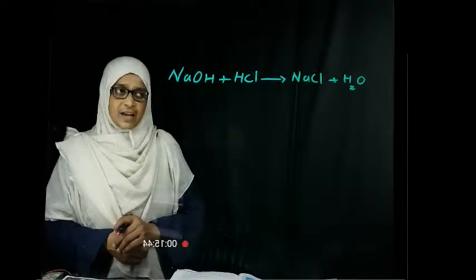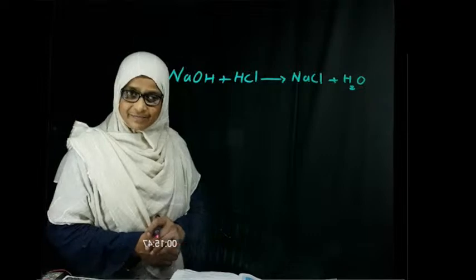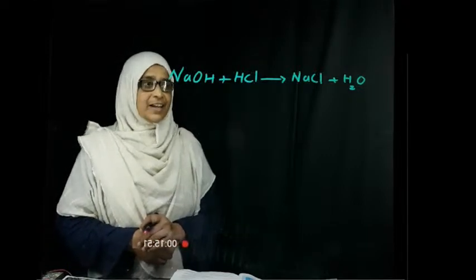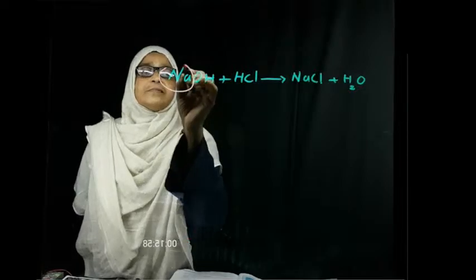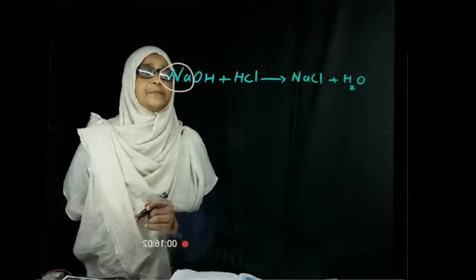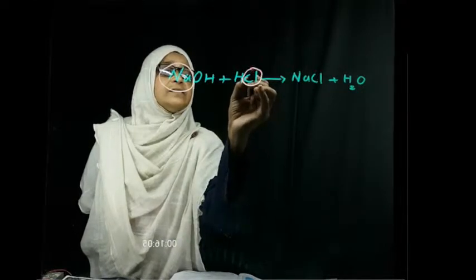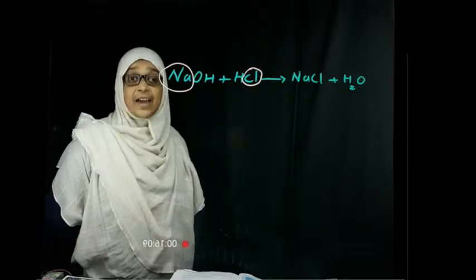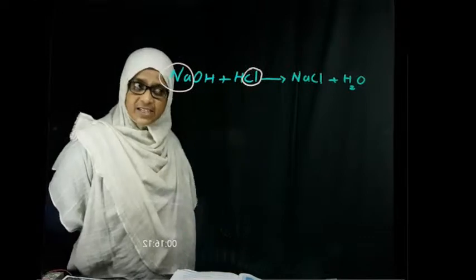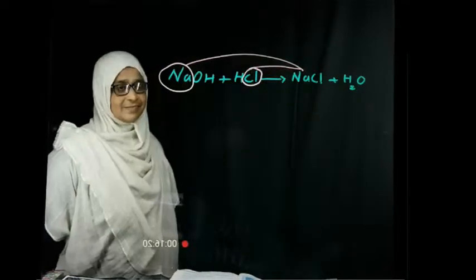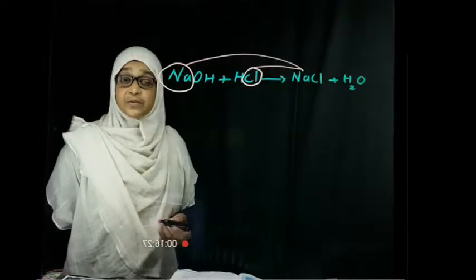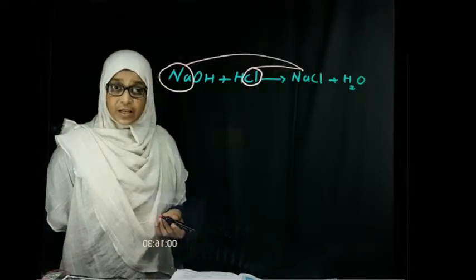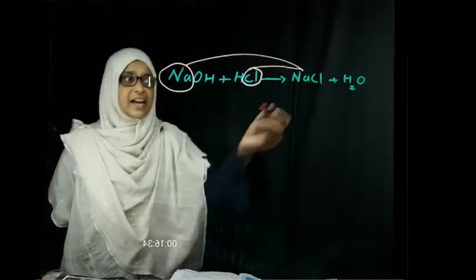Okay, it's enough. Now I am going to talk about the salt. How do these salts form? The cation in the base, the anion in the acid. Cation from the base, anion from the acid makes a salt. This positive and this negative. So this is which type of compound? Definitely that is an ionic compound.